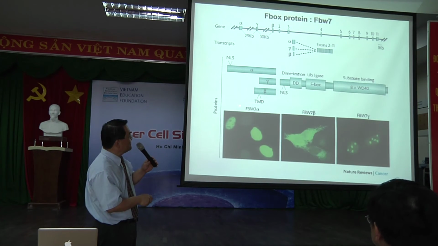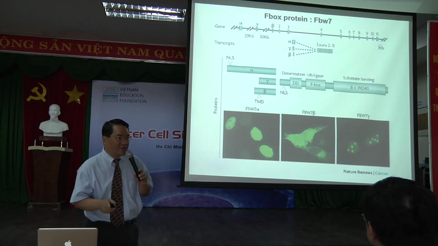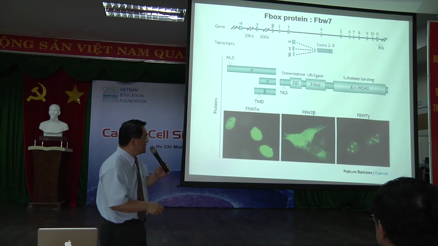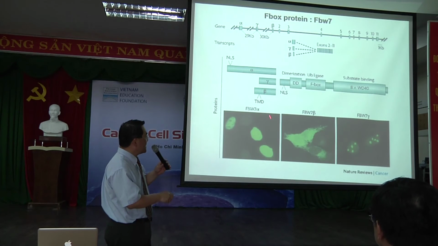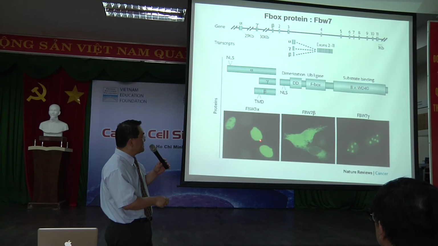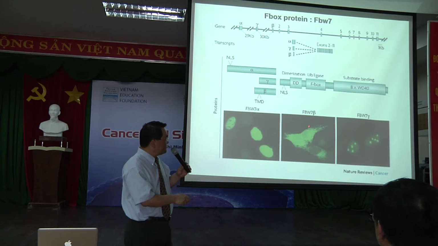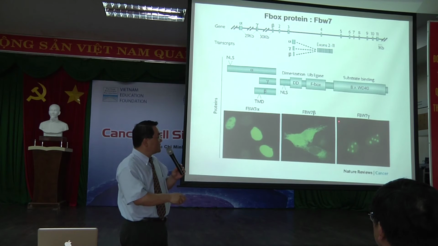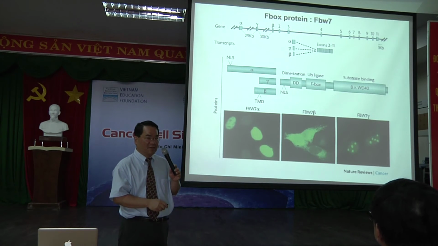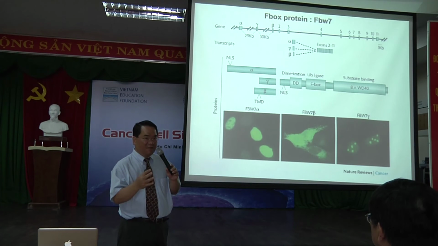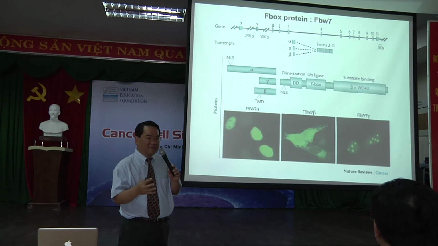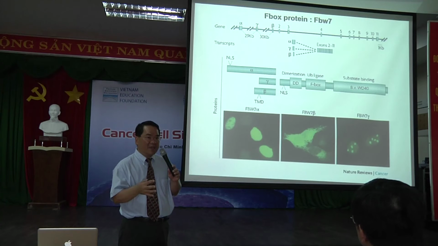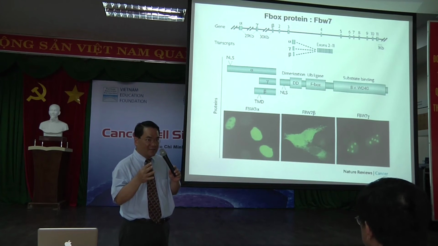These different isoforms have different subcellular localization. As you can see here, the FBW7 alpha form is mostly located in the nucleus. The beta form is mostly located in the cytoplasm. The gamma form is located in the nucleolus. So different isoforms have different subcellular localization and may have different targets.